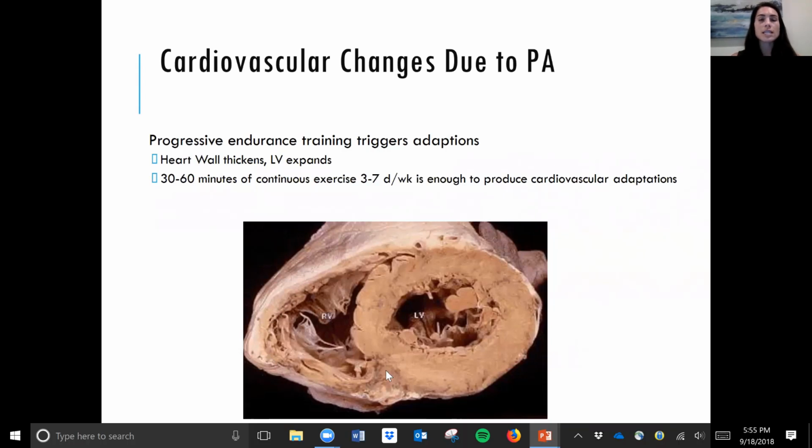What you tend to see is that when people are really physically active and engaging in a lot of cardiovascular exercise, they start to see the heart wall thicken, that myocardium thicken, and they also particularly see that left ventricle expand. That's why you see here how thick that left ventricle is. This typically happens with moderate intensity physical activity for cardiovascular health. People who engage in about 30 to 60 minutes of continuous exercise for 3 to 7 days a week are going to see these adaptations.